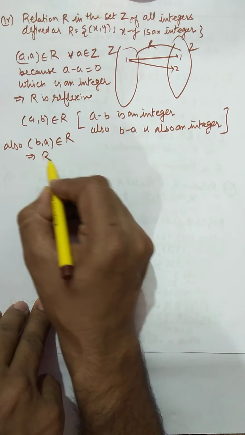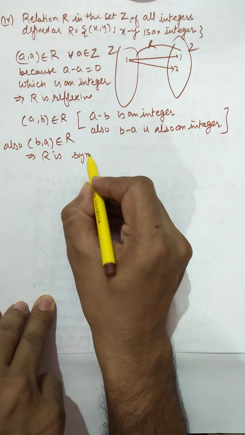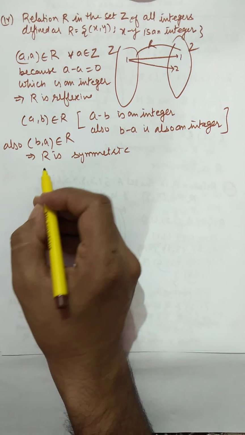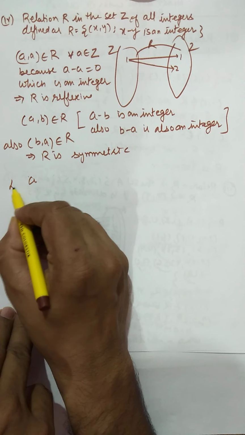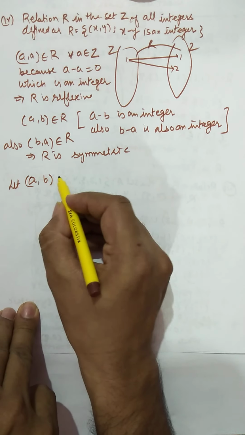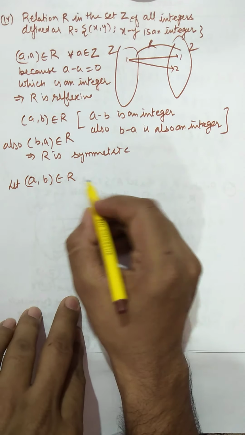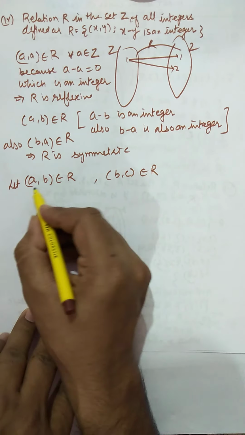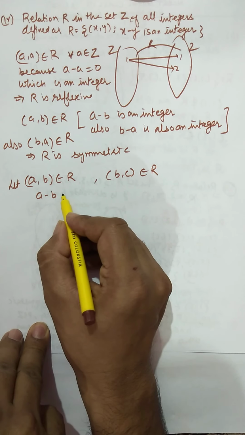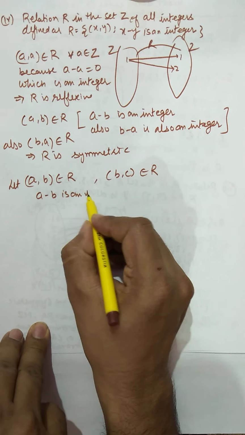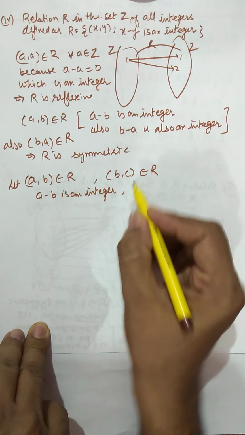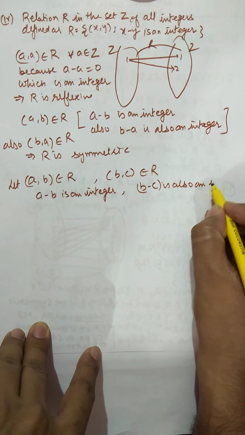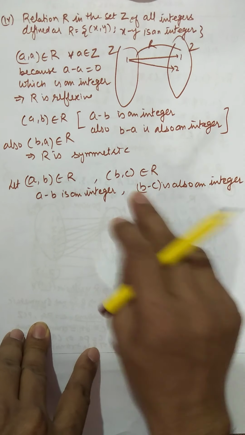It implies that R is symmetric. Now come for transitivity. Let (A, B) belong to R, and let's say (B, C) belongs to R. (A, B) belongs to R means A minus B is an integer, and B minus C is also an integer, because these are belonging to R.